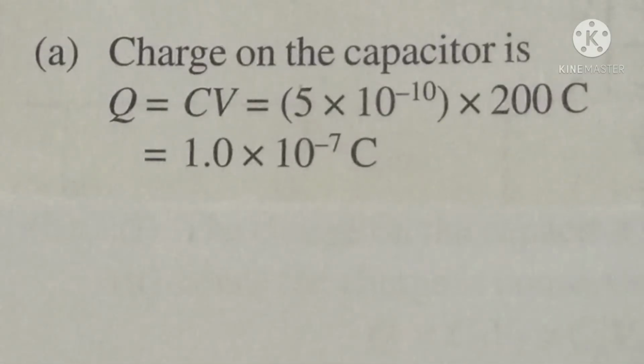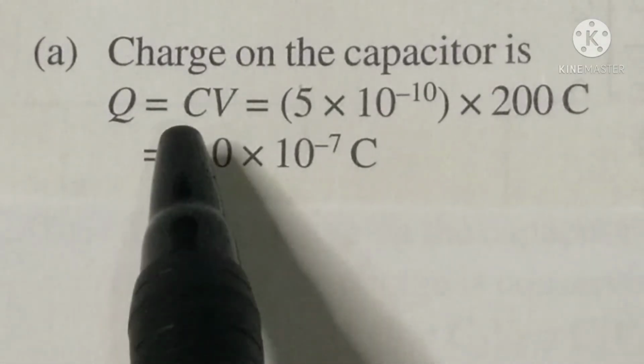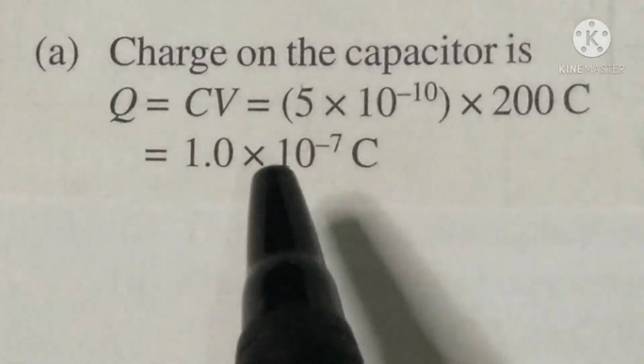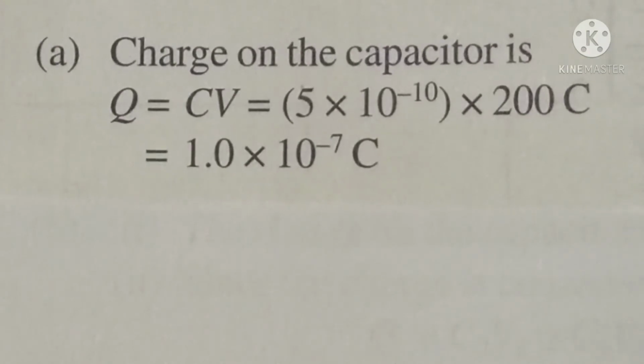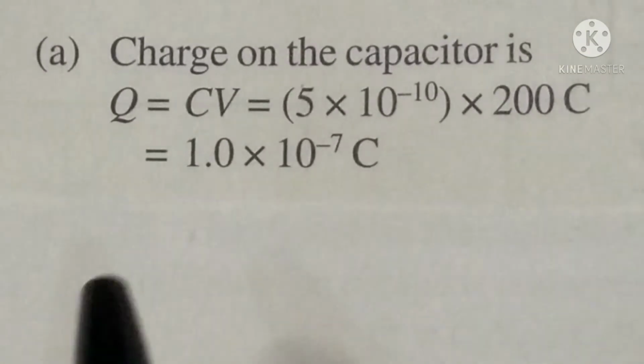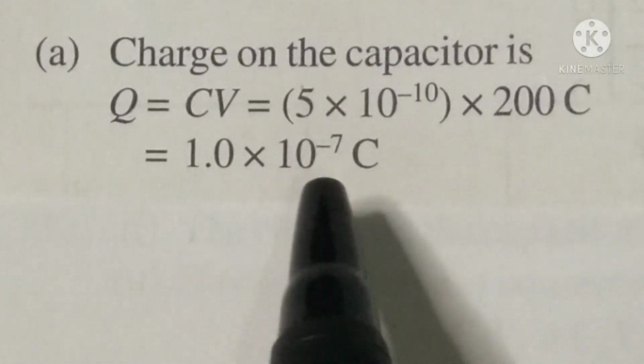From C equals Q over V, Q equals C times V, which is equal to 5 times 10 to the power of negative 10 farad times 200. So the charge on the capacitor is 1 times 10 to the power of negative 7 coulomb.